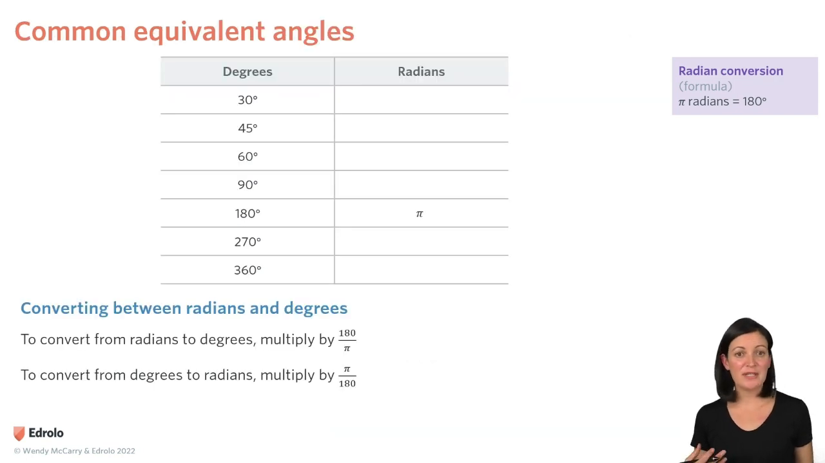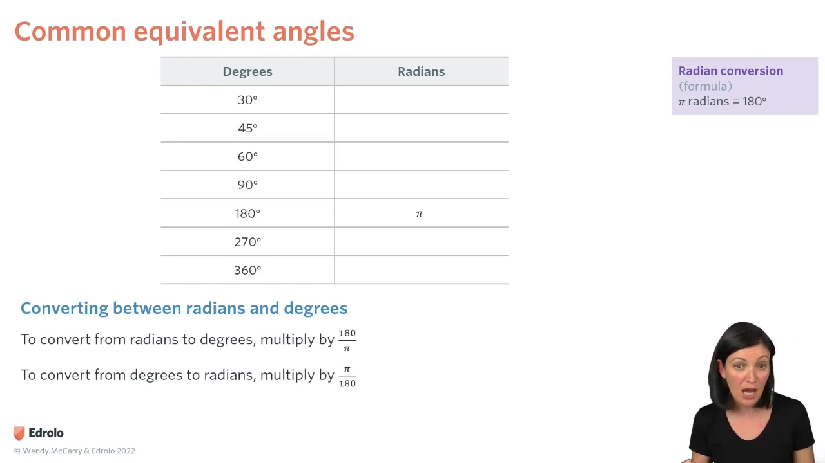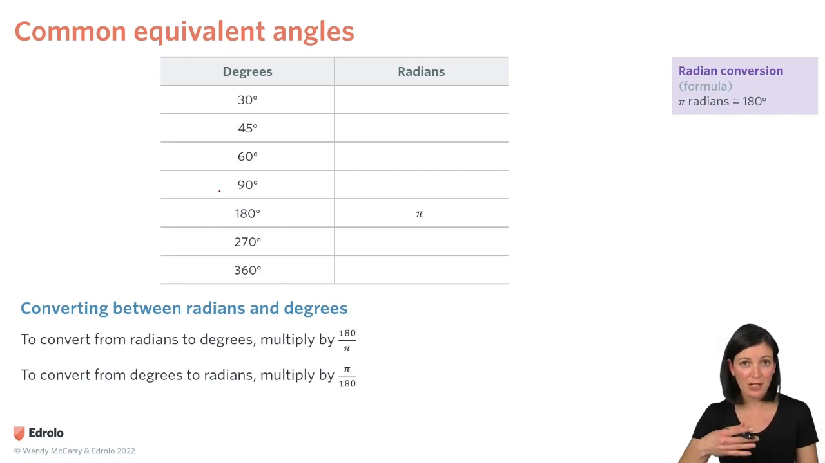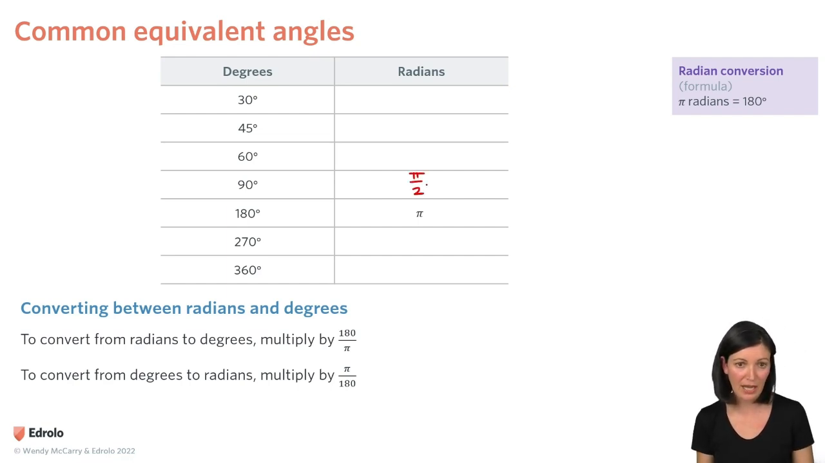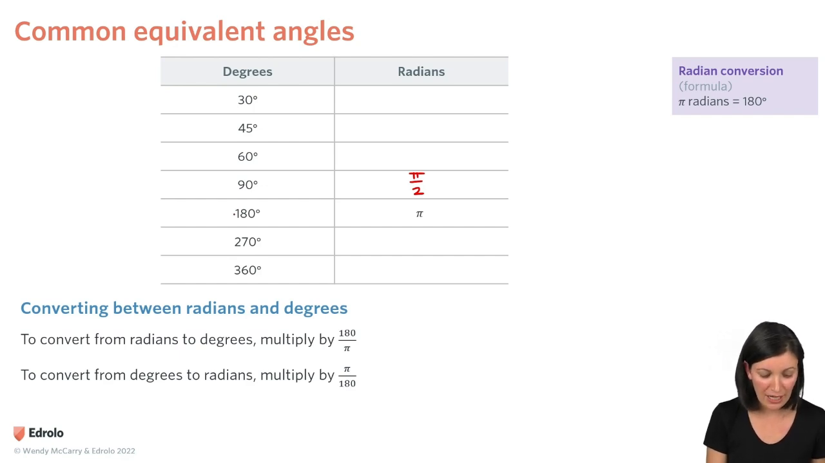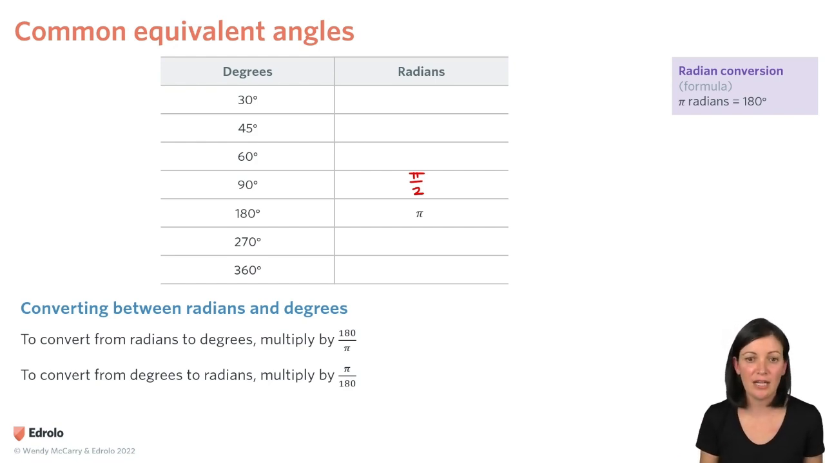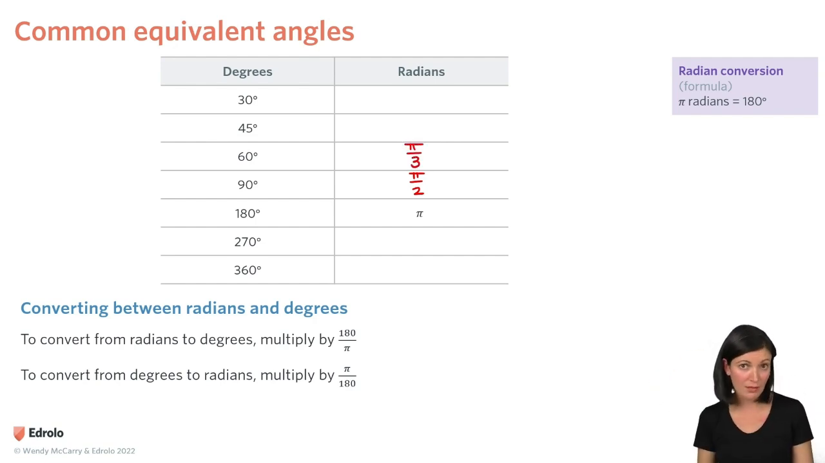It's very useful to know some common equivalent angles between degrees and radians, because you're probably very comfortable with degrees, and we need to be able to easily convert to radian measure. So we'll start with what we know, which is 180 degrees is pi radians. If I say, what's 90 degrees then? Well, that's going to be half, so that would be pi over 2 radians. If I look at 60 degrees, well, 60 degrees is a third of 180 degrees. So 60 degrees is equivalent to pi on 3 radians.